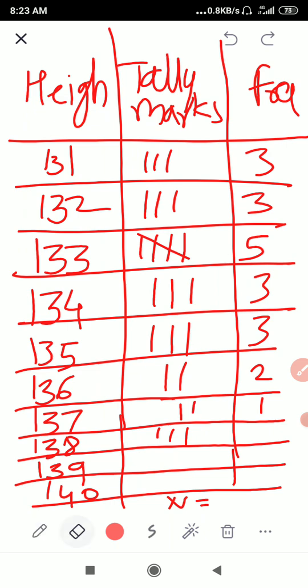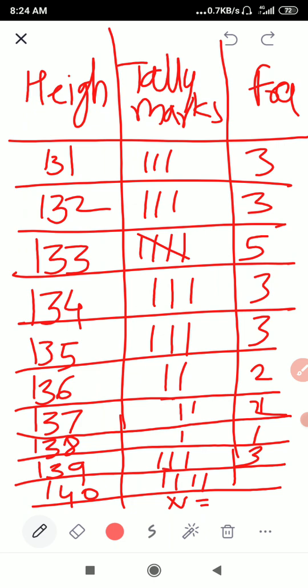Yes, I will make a correction here. 132 it is of 2, 138 it is of 1, and 139 it is of 3, and 140 it is of 5. So you have to put the tally marks and add this.